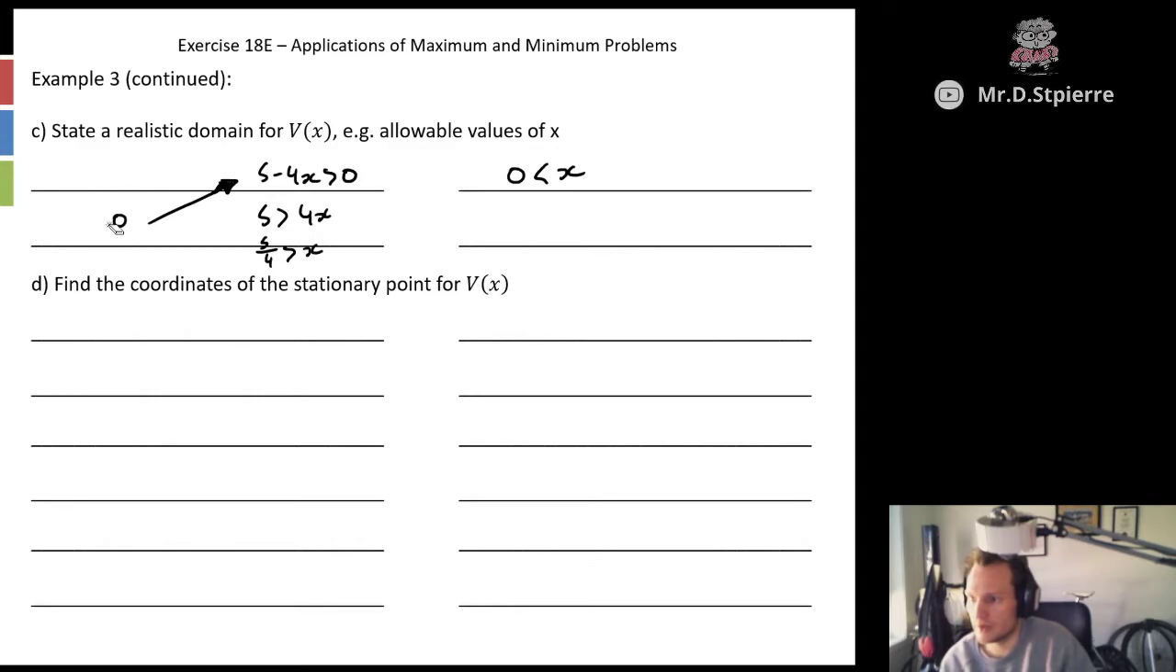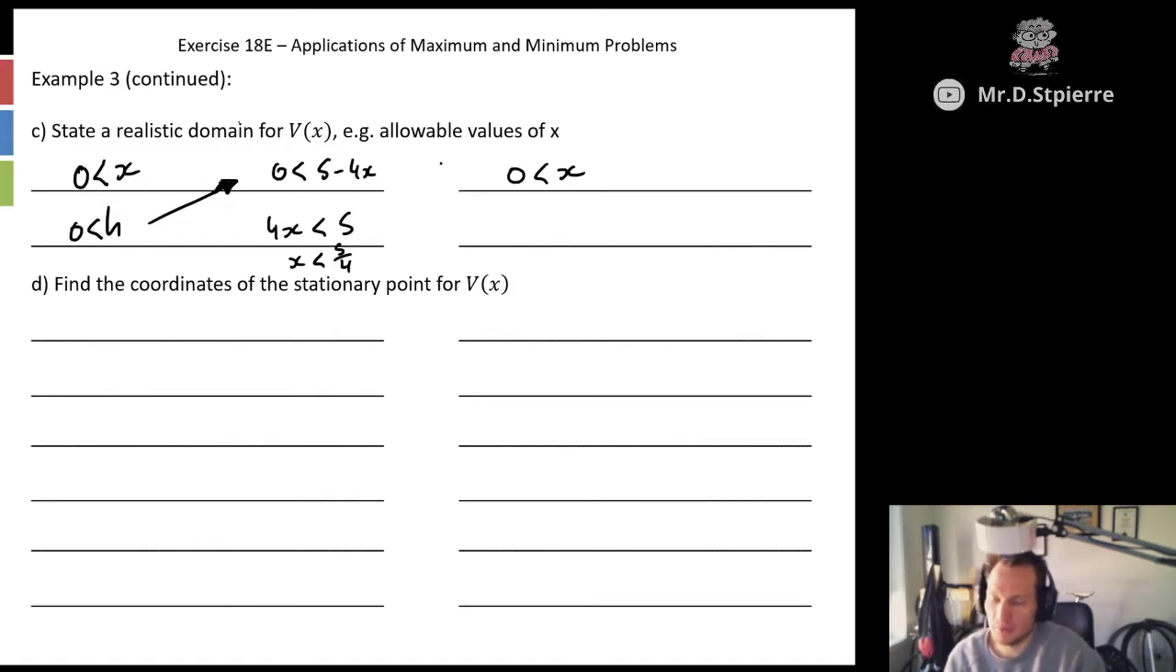I probably should have written these like that. And I'll rewrite this one as well, just for the sake of it. So that was 5 minus 4x, so we get 4x must be less than 5, so we get x must be less than 5 on 4. So we started with x must be greater than 0, but because h must also be greater than 0, x is not allowed to be greater than 5 on 4, because if x was greater than 5 on 4, h would become less than 0.